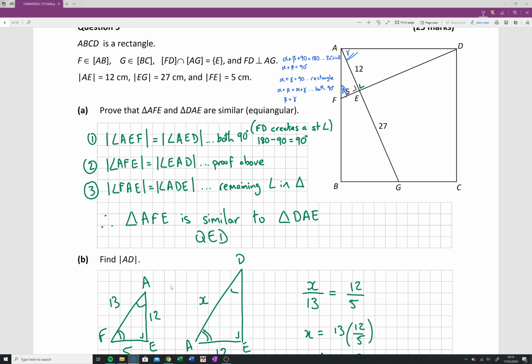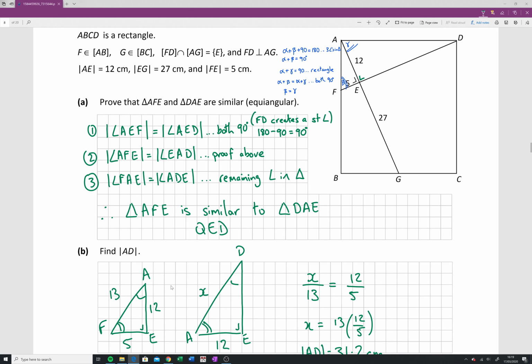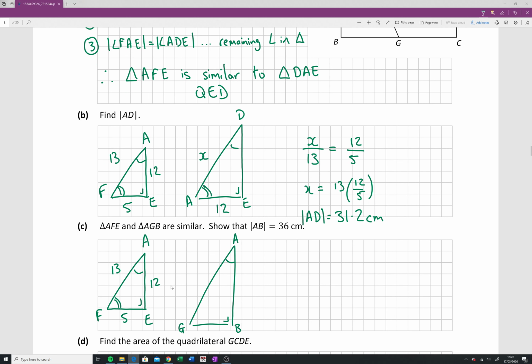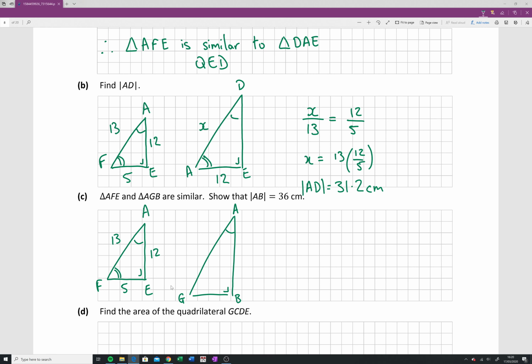We know something about A to G. A to G, it's not just 27. Make sure that you read the question. A to G is therefore 39. It's our 27, 12. So AG is 39. And they're asking us to show that AB, always good to get the answer, AB, which is Y. So I think that you can actually see the triangle on the right is 3 times more. So you could instantly just say 12 multiplied by 3, but let's just do the same sort of layout that we did before.